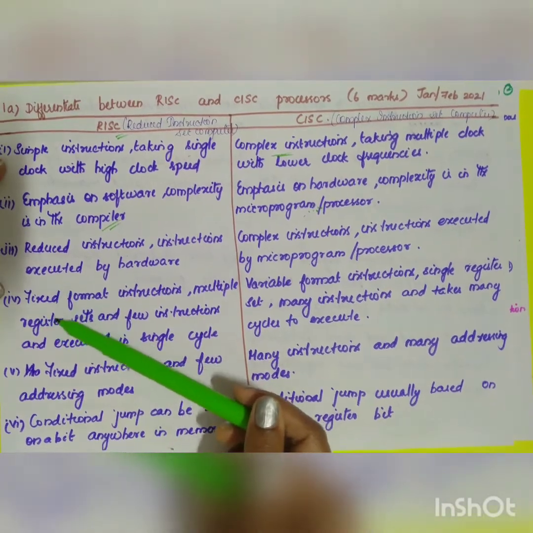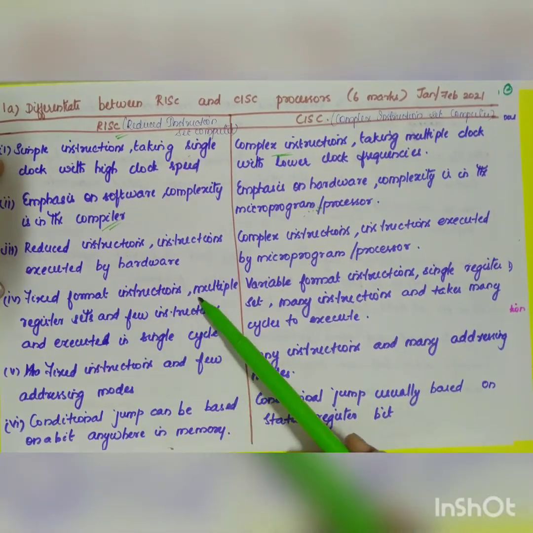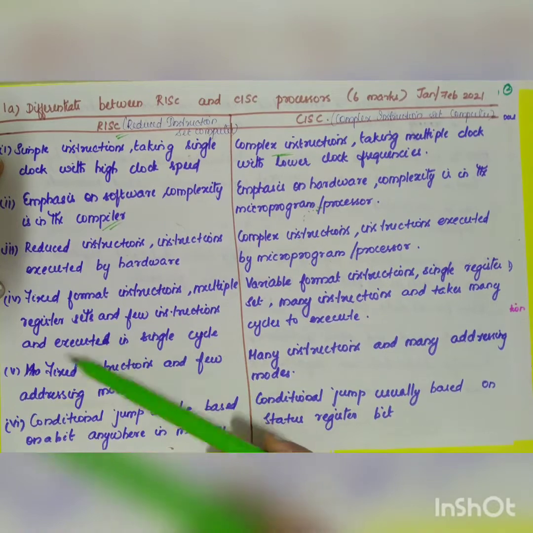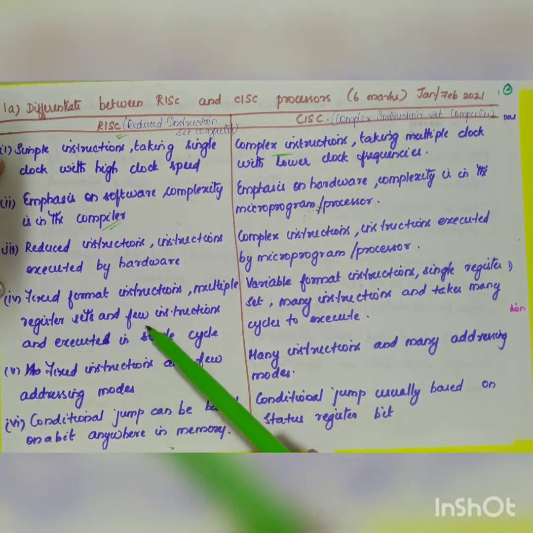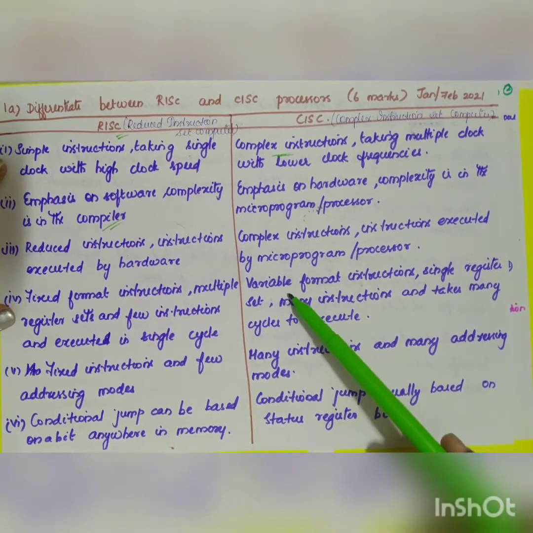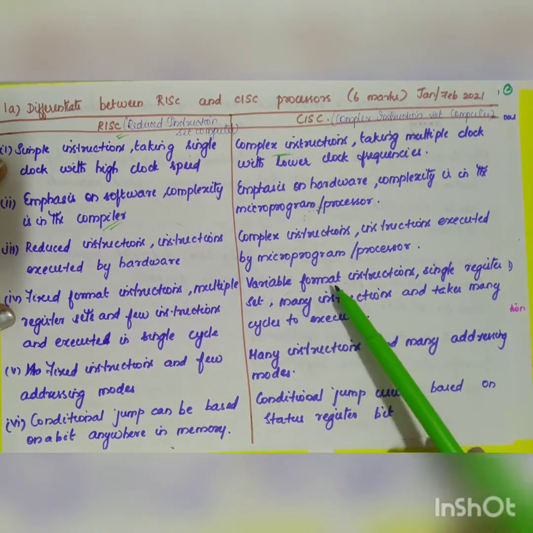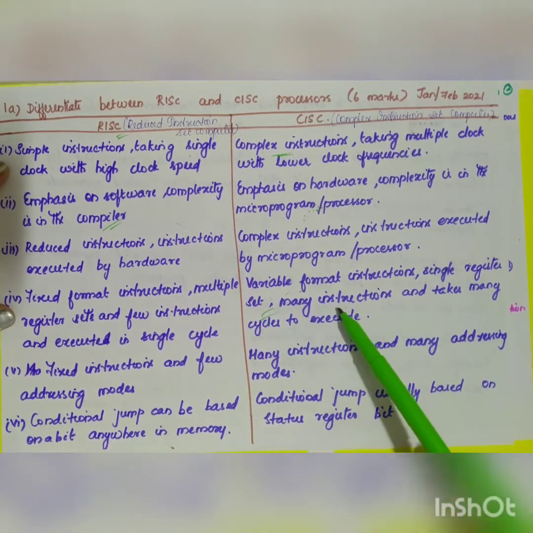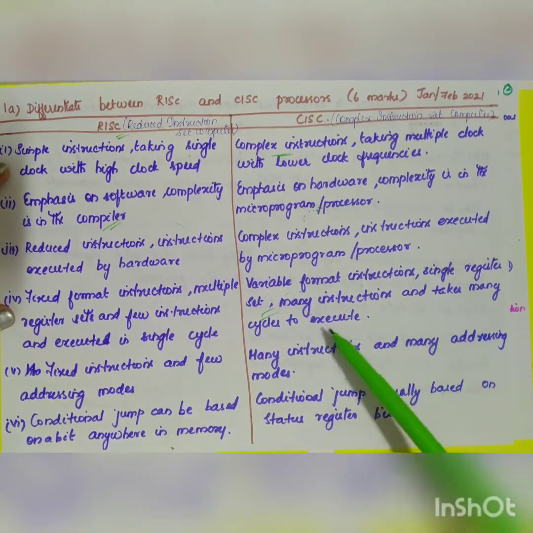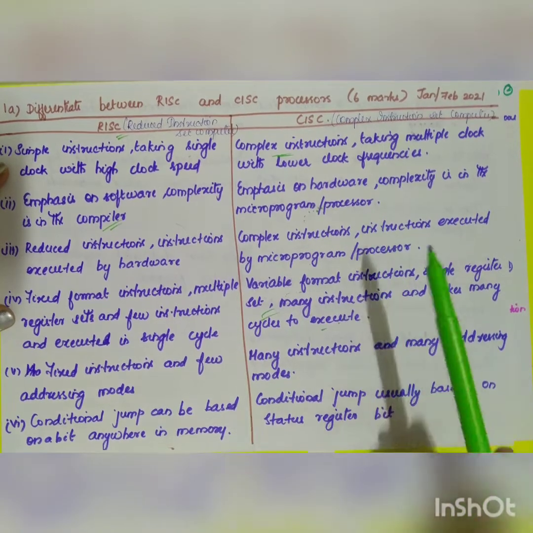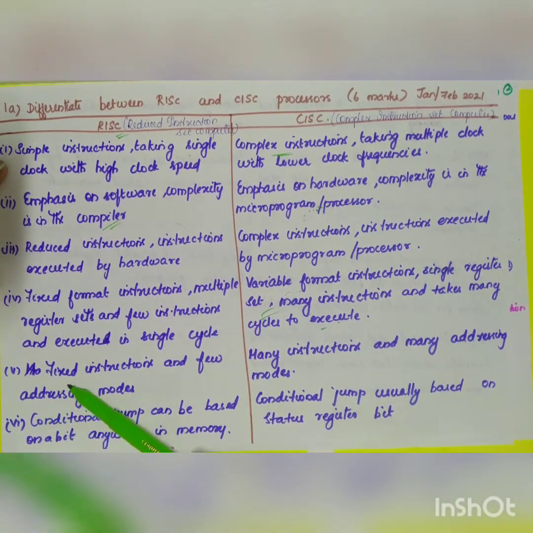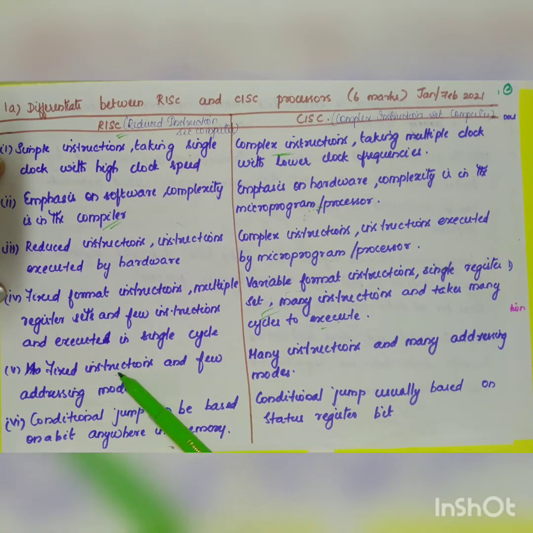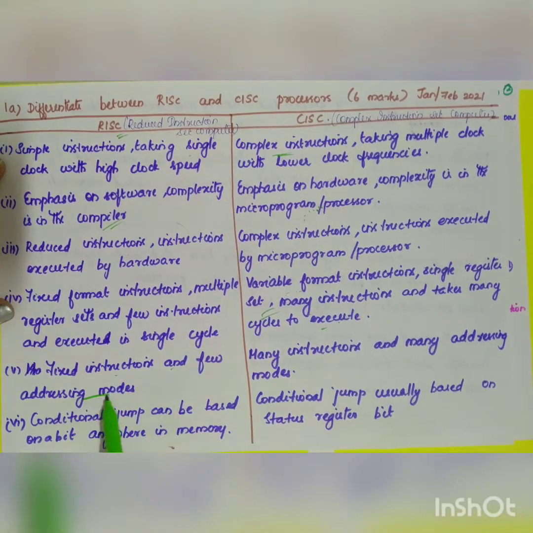The fourth point: fixed format instructions are used in RISC, with multiple register sets, and few instructions are executed in a single cycle. Whereas in CISC there are variable format instructions, only a single register set, many instructions, and it takes many cycles to execute, similar to the first point. The next point: in RISC you have fixed instructions and few addressing modes, whereas in CISC you have many addressing modes.